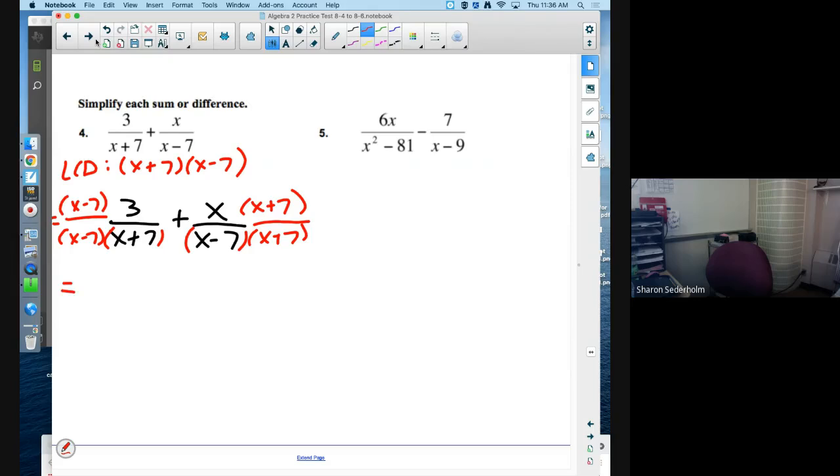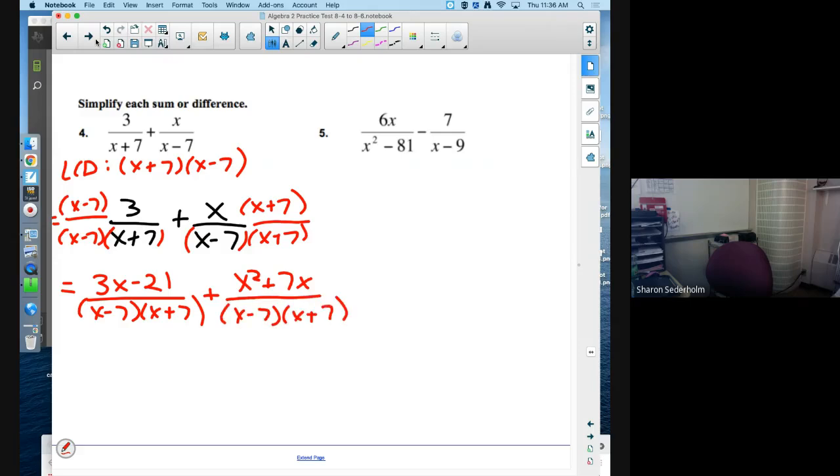Now we're going to distribute: 3x minus 21 over (x minus 7)(x plus 7), plus x squared plus 7x over (x minus 7)(x plus 7). Can we finally add these two things together? Yeah, we've got that common denominator. So across the top, we add, and we get x squared plus 10x minus 21.